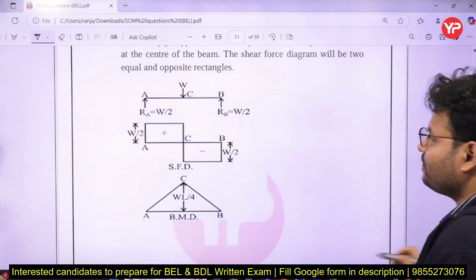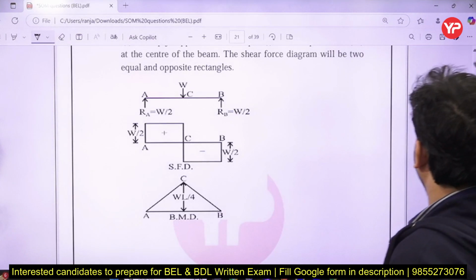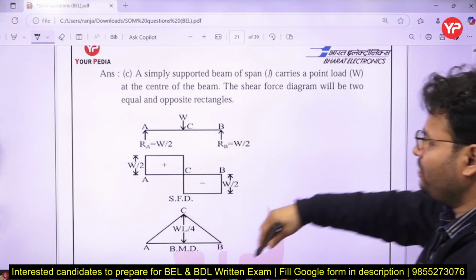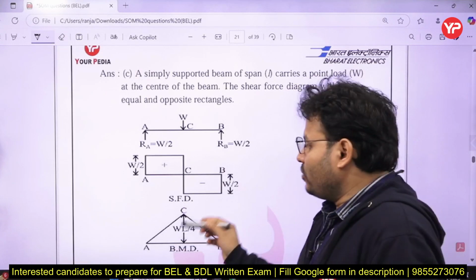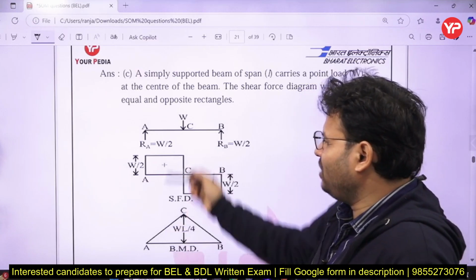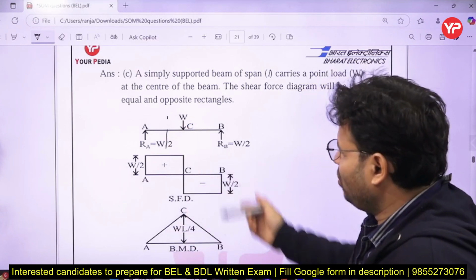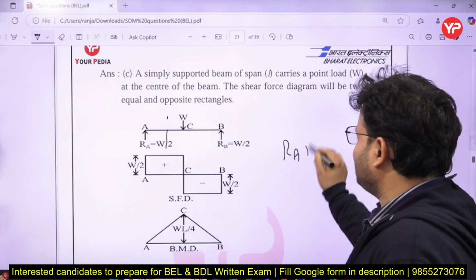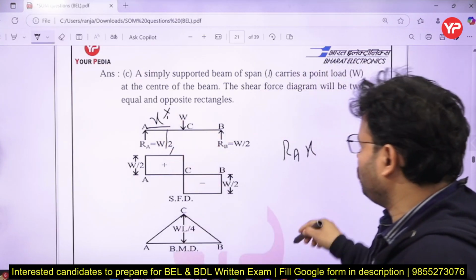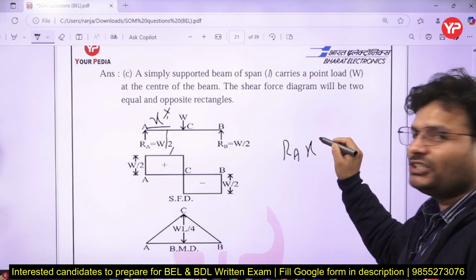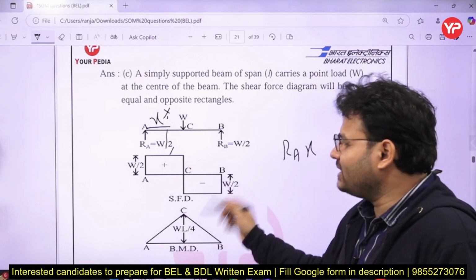We can see I have come with the solution also. Here I have drawn the BMD, bending moment diagram, also. It will be a triangle. Take a section XX at a distance X, and for getting the bending moment, RA into X acts in the clockwise direction, and the variation is linear. So simply we can get that.